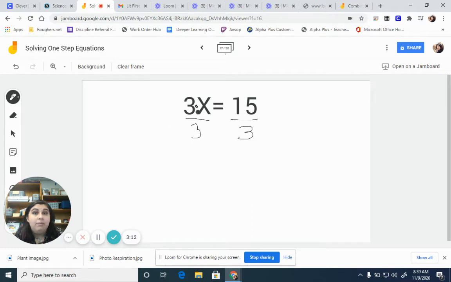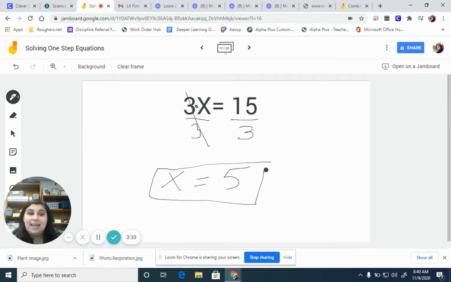When I do that, this 3x turns into just x, because that times 3 was taken away by dividing by 3. But now I still need to do this. So what's 15 divided by 3? If you said 5, you're right. So x equals 5. That's it.